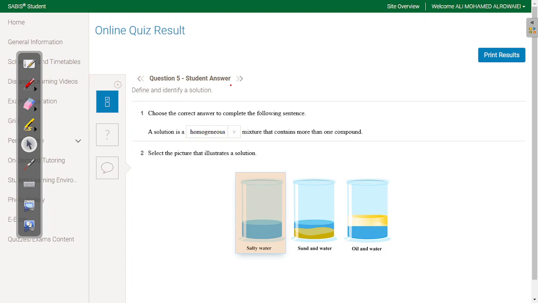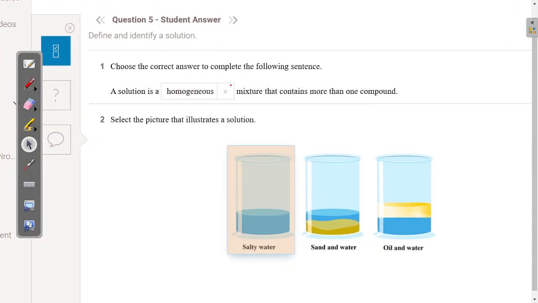Select the picture that illustrates a solution. It's obviously salty water because look, it just looks like one color or one thing. Sand and water, no, because you can see the sand, it's heterogeneous. Oil and water? No, because the oil floats on top, it doesn't mix. So both of them are wrong.